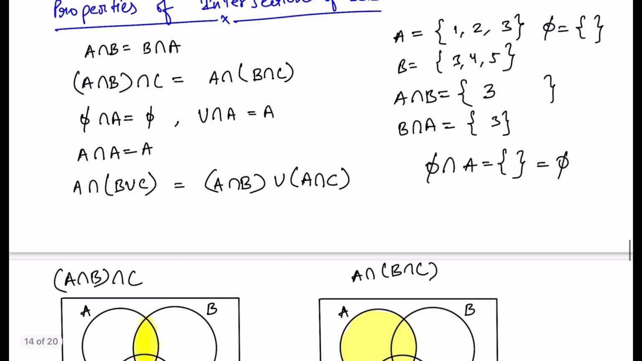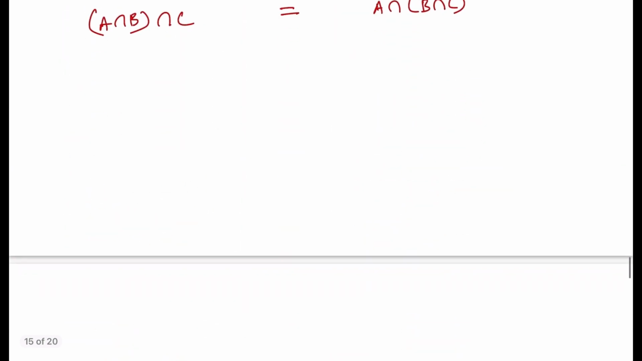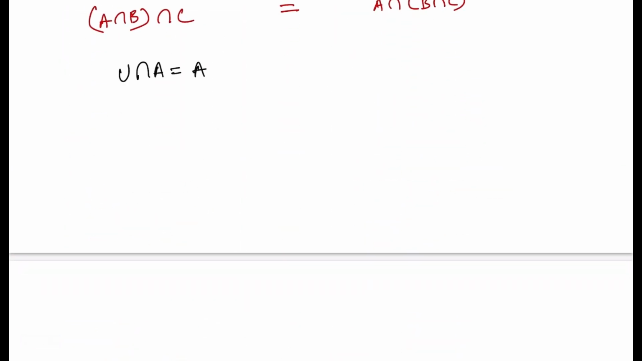Next is the fourth property, which is universal set intersection A is A. How do you solve this? Let's say A is a subset of B. Then A intersection B will always be A. In this case, A has all the elements in B, so what are the common elements? All the elements of A are the common elements. That is why A intersection B is A.